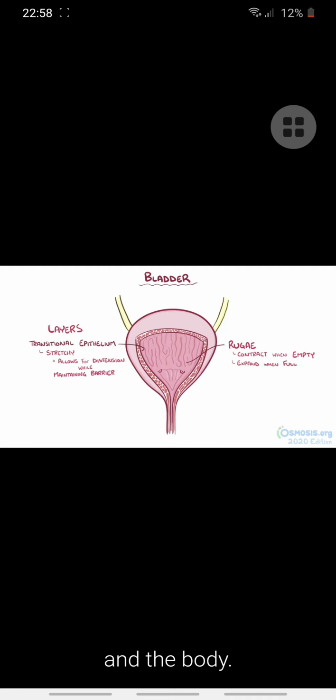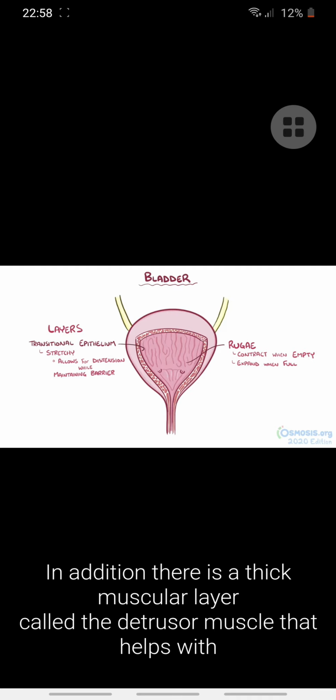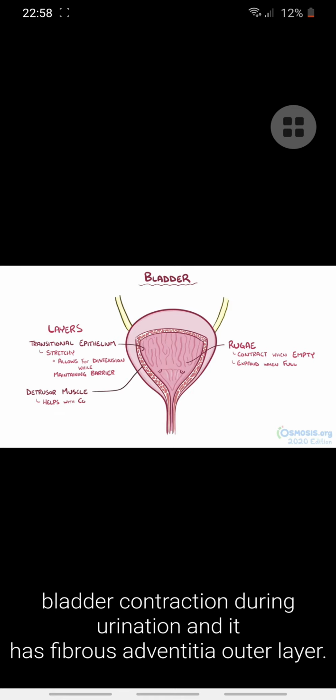In addition, there is a thick muscular layer called the detrusor muscle that helps with bladder contraction during urination. And it has a fibrous adventitia outer layer.